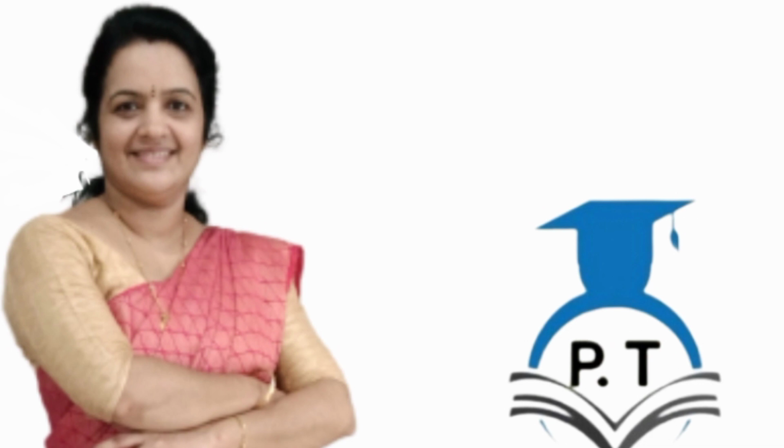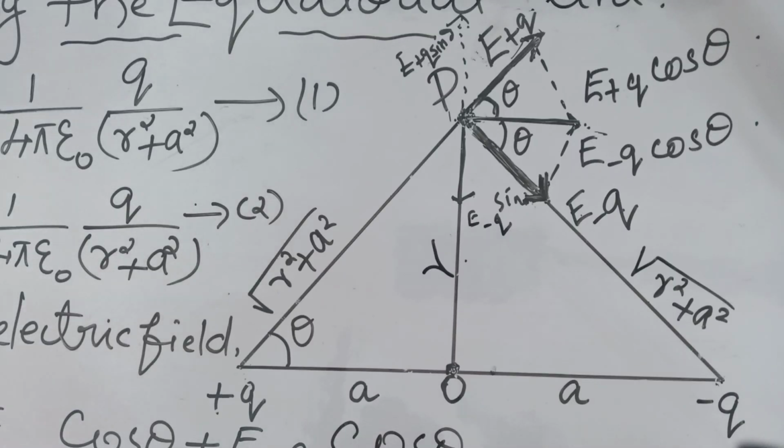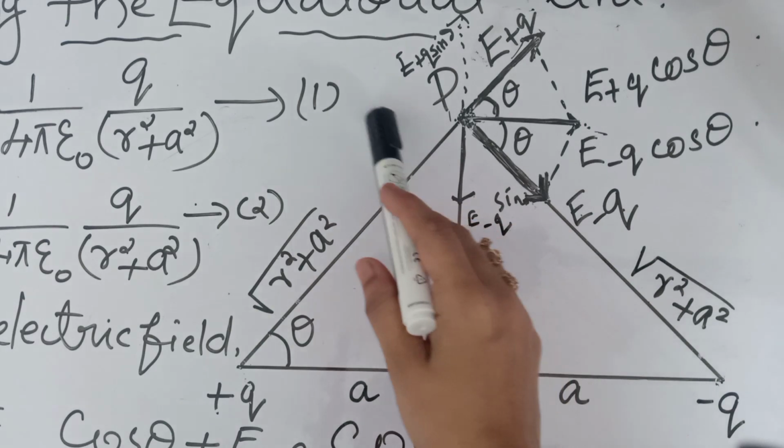Now we have to move to the next topic, that is also a very important derivation, that is electric field due to a dipole along the equatorial line. Are you ready? Here we have to find the electric field due to a dipole along the equatorial line.